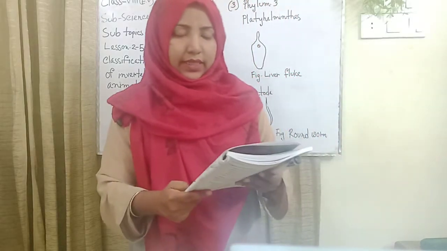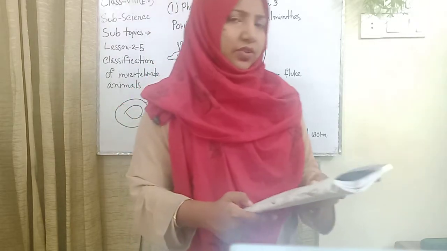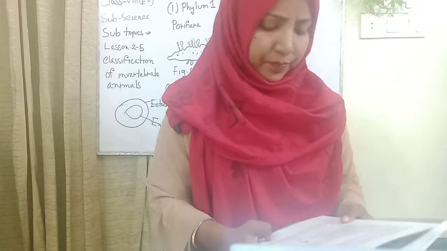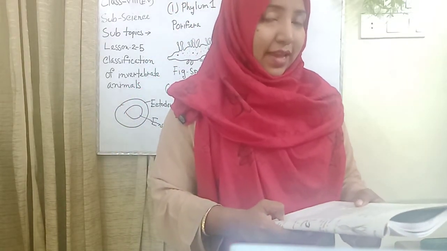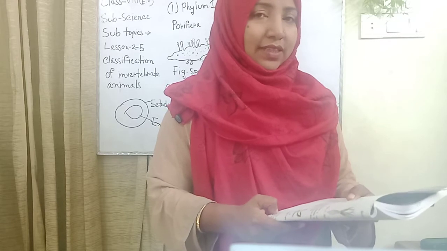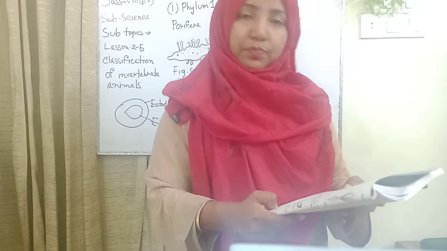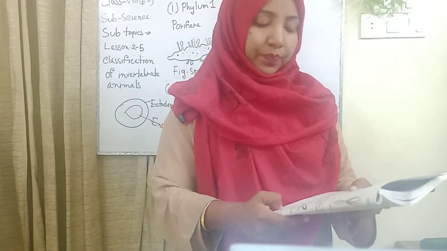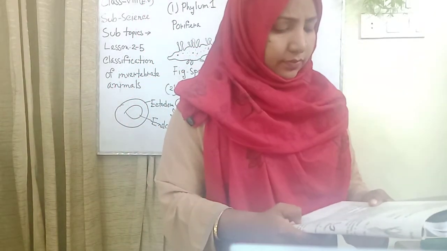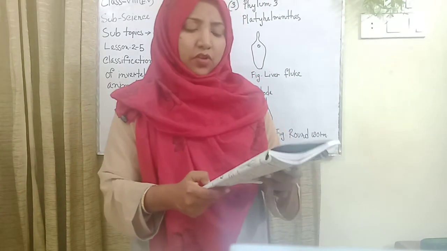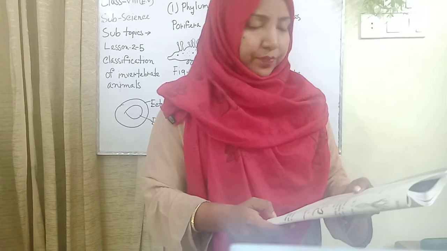Body covered with thick cuticle. Here's the meaning of cuticle: basically, it is the very smooth outer layer. Body bears suckers and hooks. Another name for them is parasites, and their body bears suckers and hooks. Flame cells are present and act as excretory organs. Digestive system is incomplete or absent. Examples are liver fluke and tapeworm.